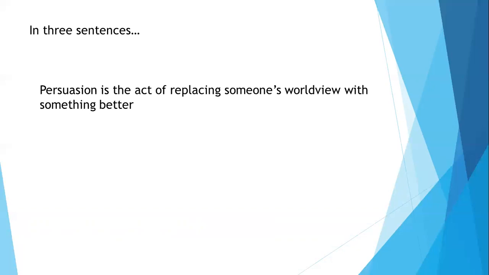So in 3 sentences, to sum up everything I just said: persuasion is the act of replacing someone's worldview with something better. That's something I want you to remember. It's just changing the idea for another because you want to persuade them to think what you want. Whatever idea you're implanting in your audience's head has to be a good idea, something that improves us as a society. If not, then you're not persuading, you're manipulating.